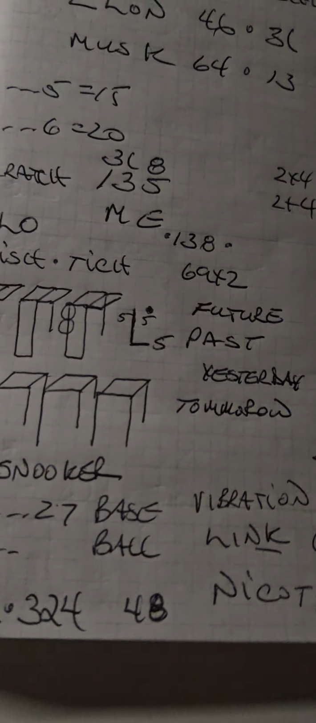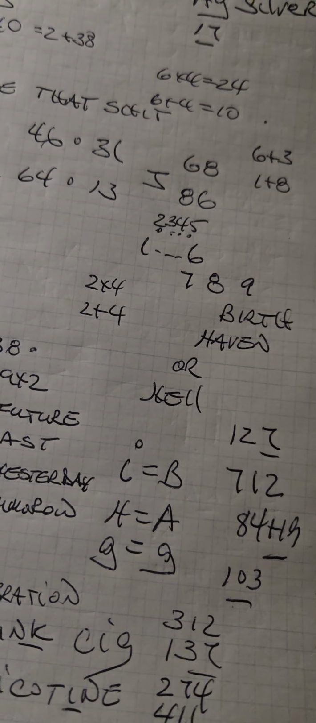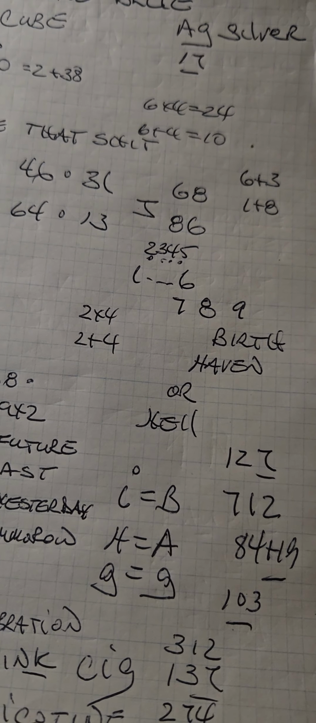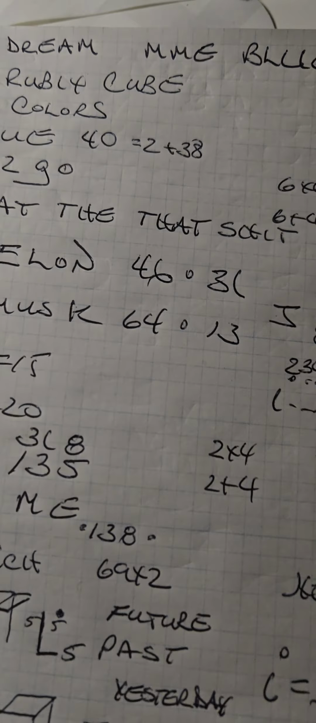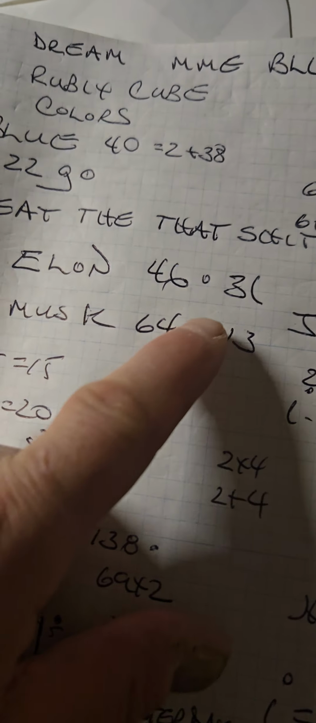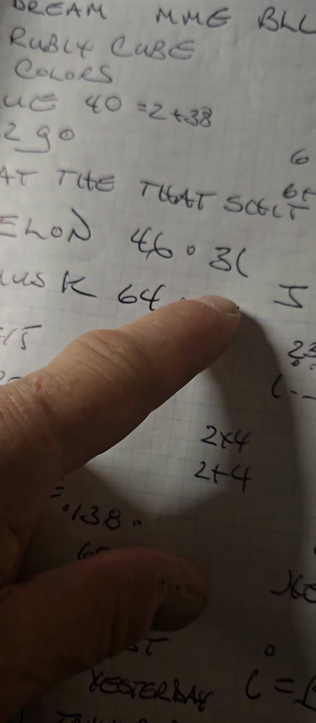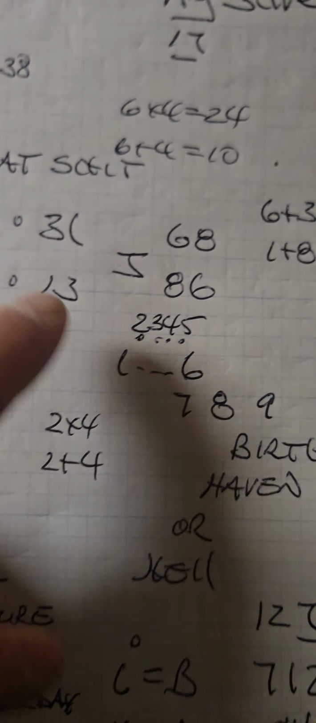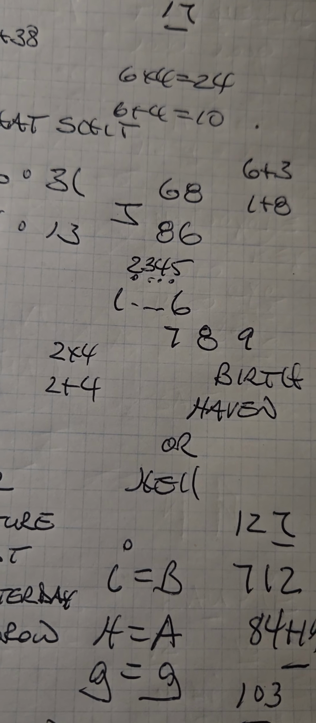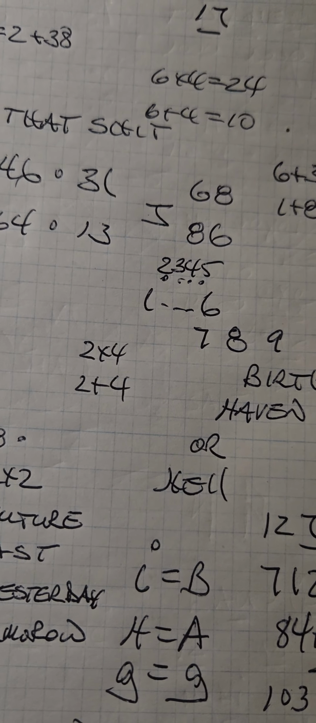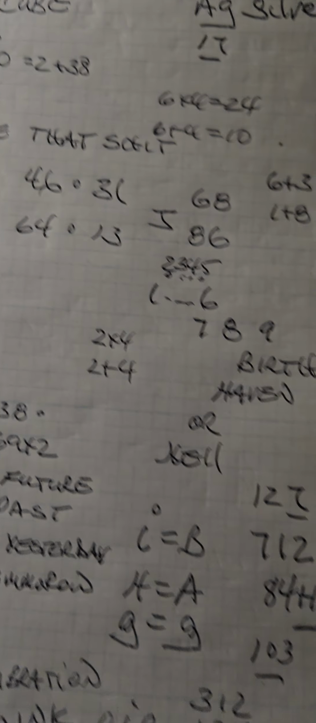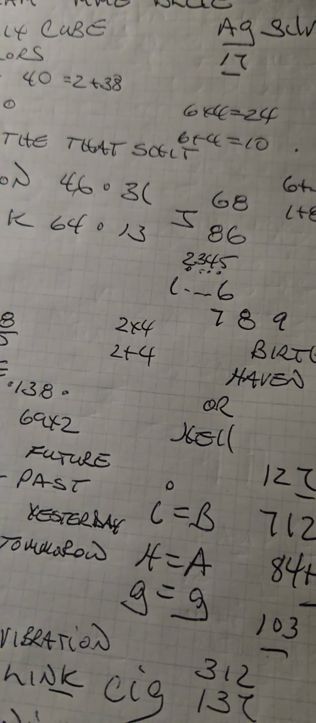The next part of this, I think, is here. Elon Musk, 6 and 3, 8 and 1 divides the 7th gate. 2 times 4, 2 plus 4. Anyways, I'm going to have to come back and do this again.